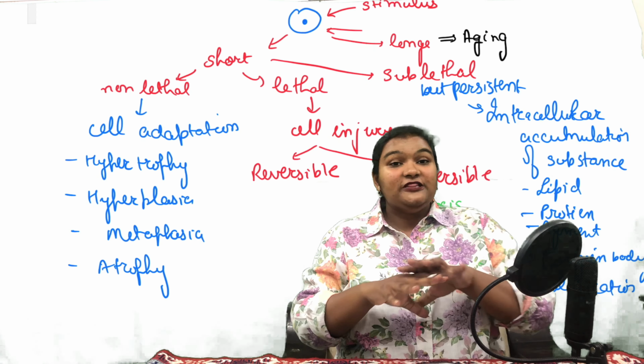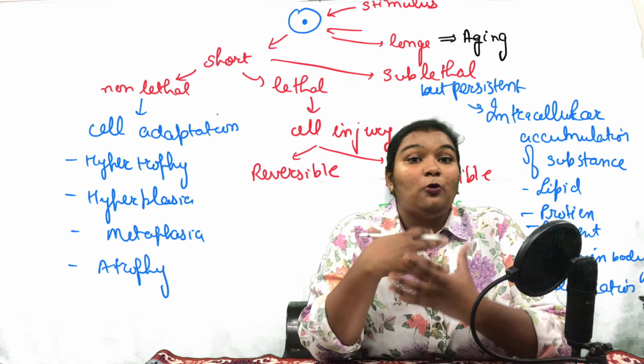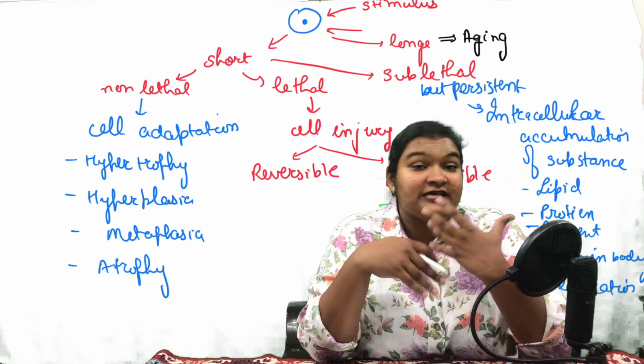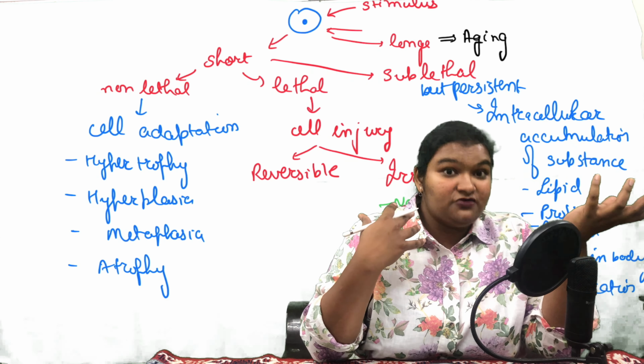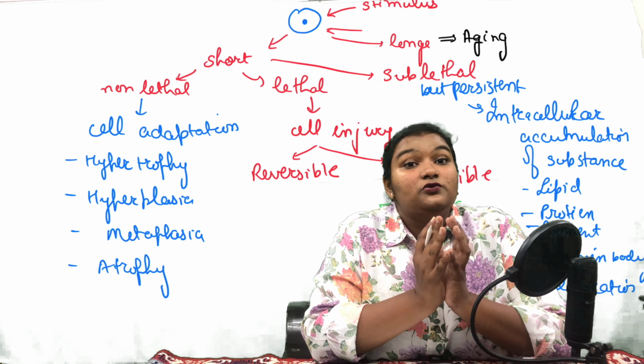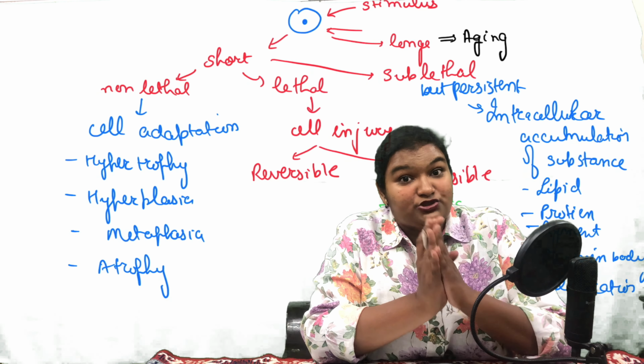So all these are different kinds of stimulus and how our body reacts, whether there is injury, accumulation, adaptation, whatever it is. All this we are going to learn in the first chapter, cell injury and adaptation.